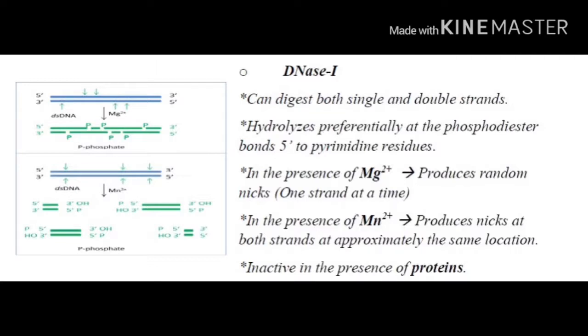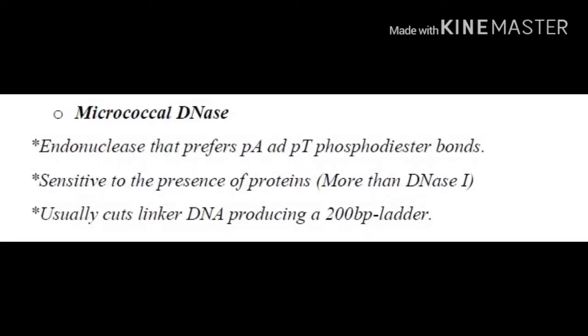However, in the presence of the Mn2+, we are going to be producing nicks of both strands at approximately the same location. فإذا for example نحن قطعنا على البيس pair number 230 at one strand, it is also going to be inducing a nick at the second strand at the position 230 or 229 or 231. However, it is going to be extremely close. Also, we have to understand that it is inactive in the presence of proteins, so they are protein sensitive. وهيدي point رح نكون نحن عم نحكي فيها in later videos.